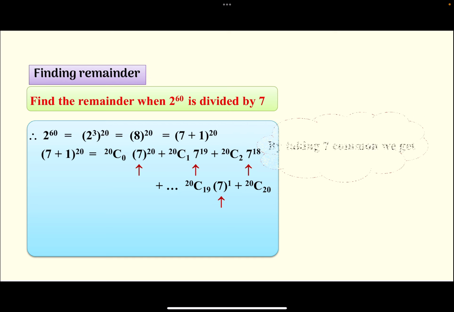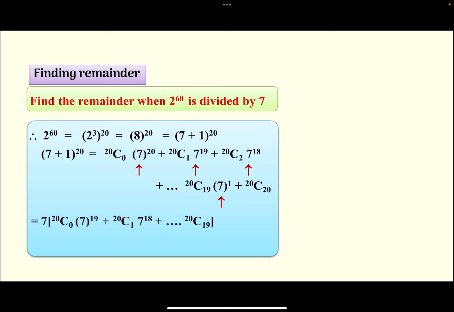So this means by taking 7 common, we will get the following result: 7 into 20C0, 7 raised to 19, the power reducing by 1, up to 20C19, and the term which is left is 20C20, which is 1. So this term says that the remainder is 1, because 7 is the divisor: divisor into quotient plus remainder. This is how we get the answer.